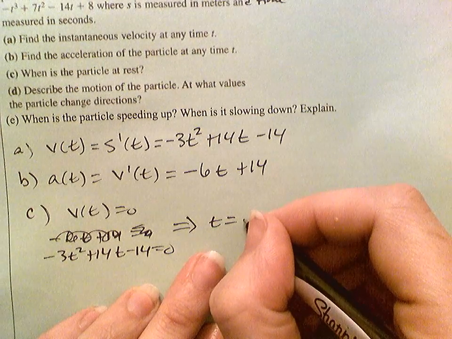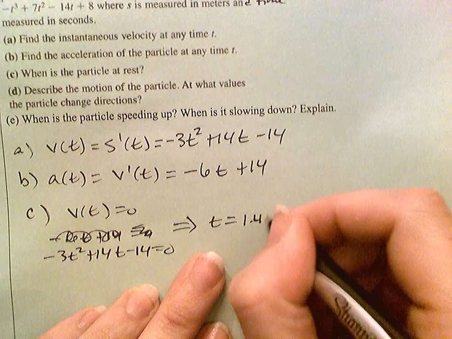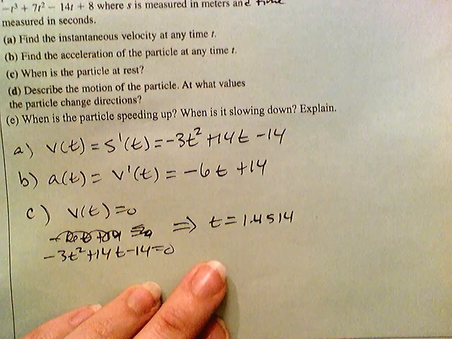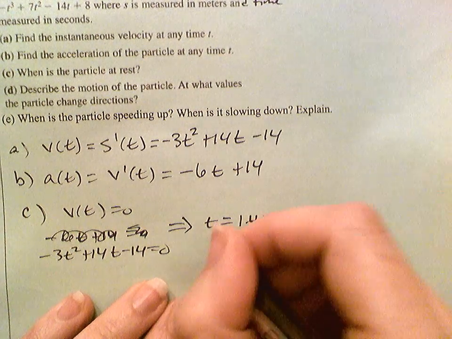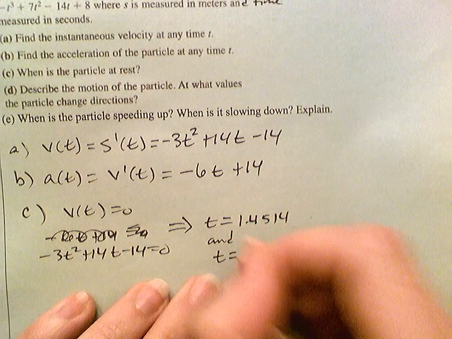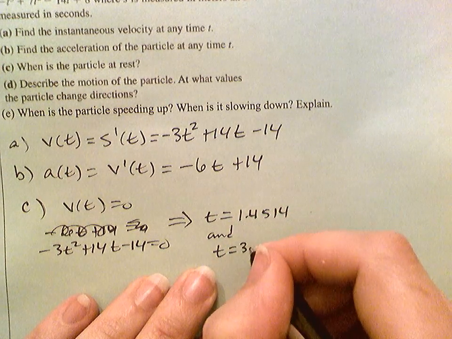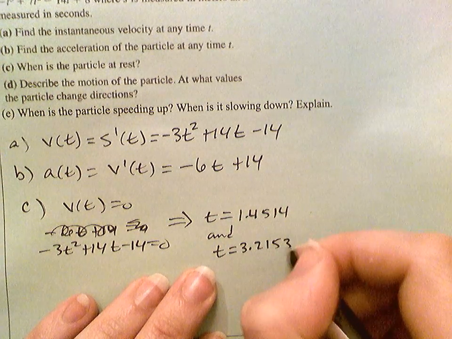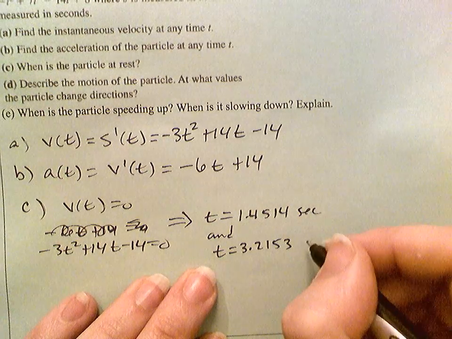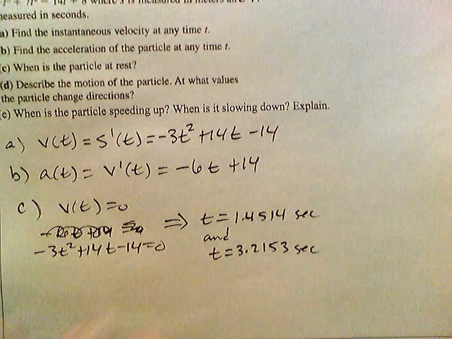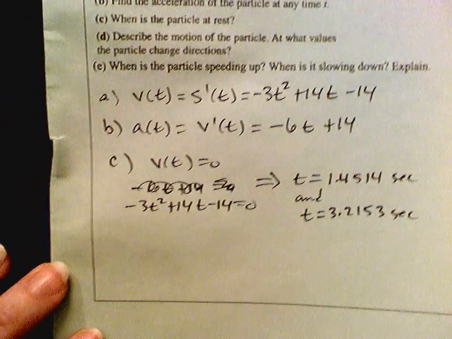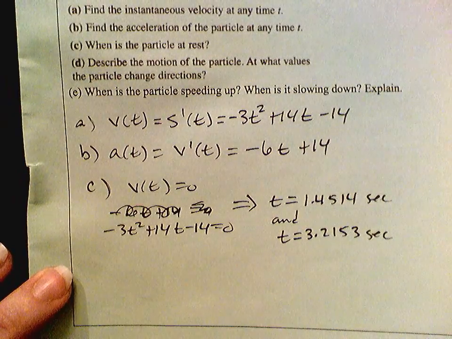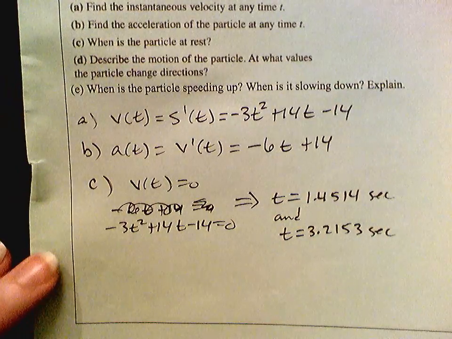So we get t equal to 1.4514 and t equal to 3.2153 seconds. Okay. So for part D, describe the motion of the particle. At what values is the particle changing direction?